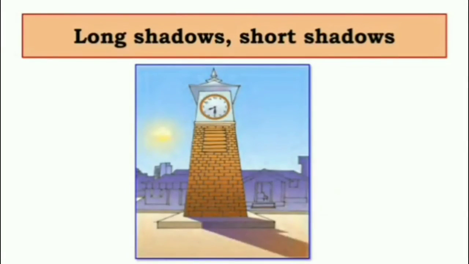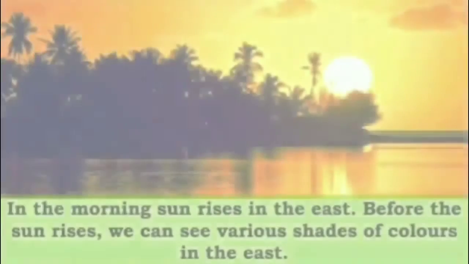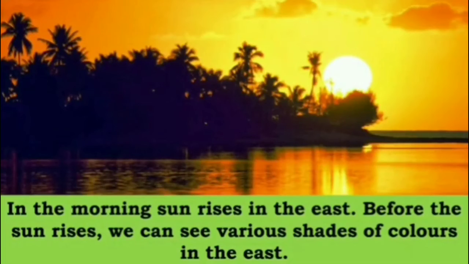Let us learn about long shadows and short shadows. In the morning, sun rises in the east. Before the sun rises, we can see various shades of colors in the east. Sun starts spreading its light slowly. Till then, the sky is filled with different variety of beautiful colors.